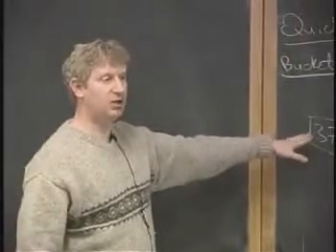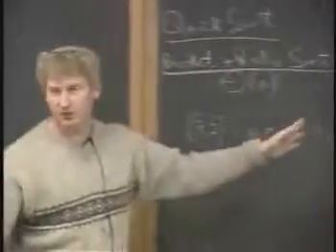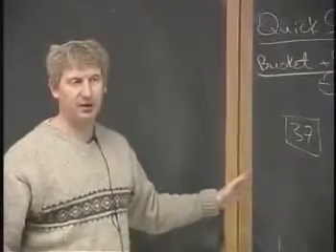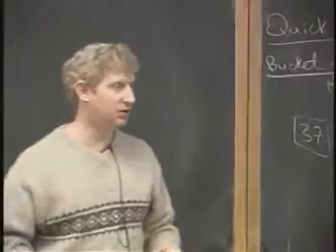So when it's done partitioning, 37 will be somewhere in the middle, and all the things bigger than 37 will be to the right, and all the things smaller than 37 will be to the left. That's going to take some work. That's called the partition procedure.